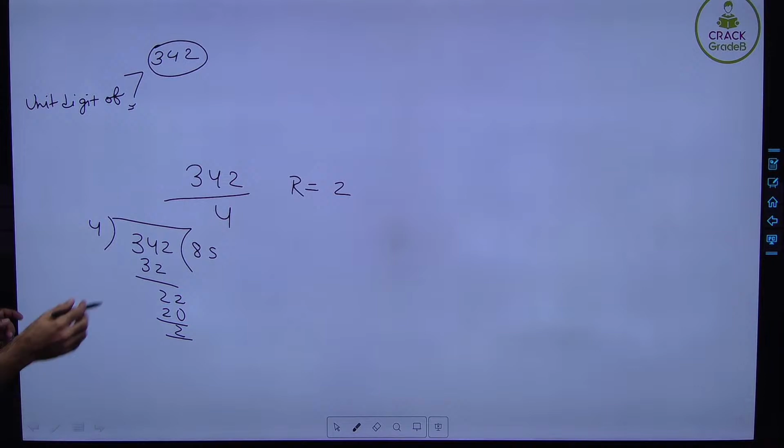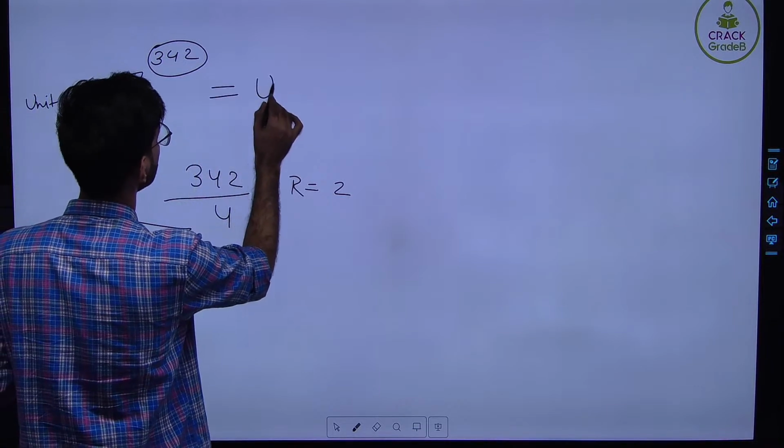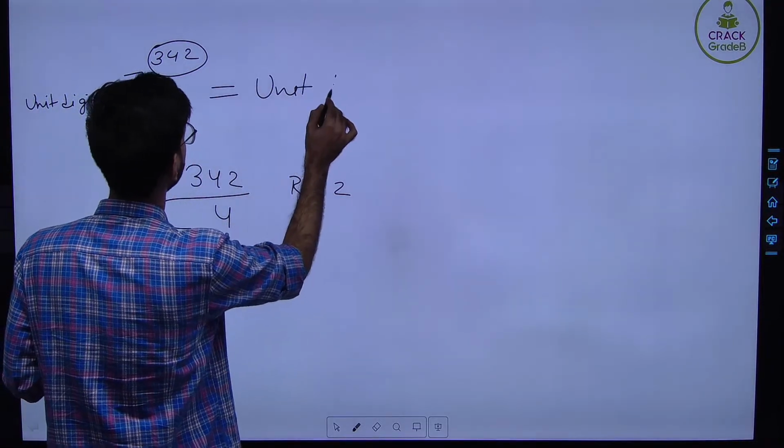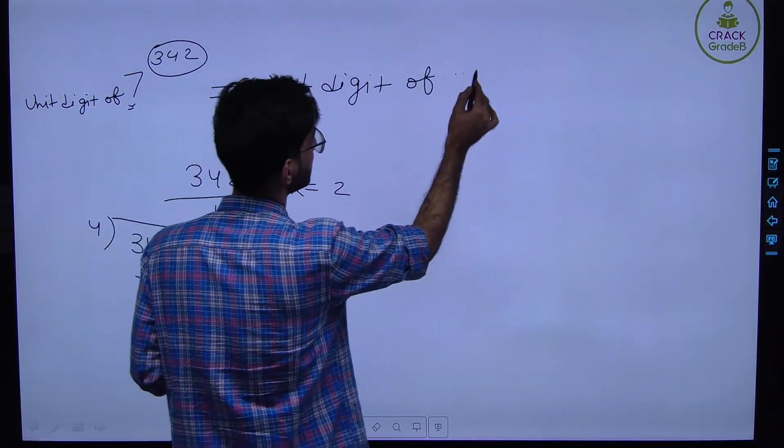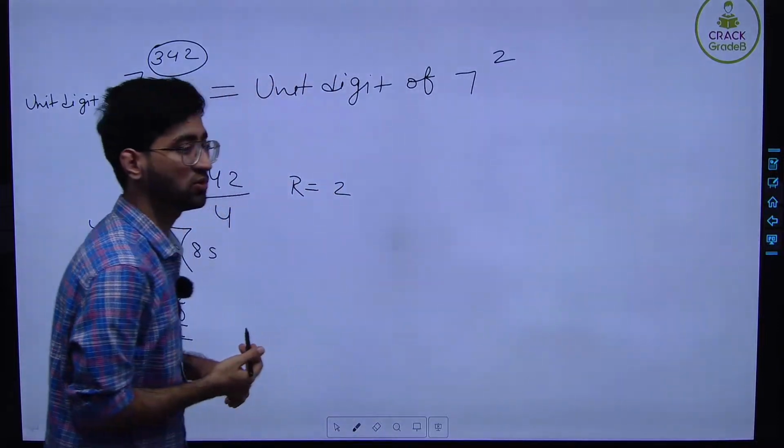What does it mean? It means that the unit digit of 7 to the power 342 will be equal to the unit digit of 7 to the power 2.